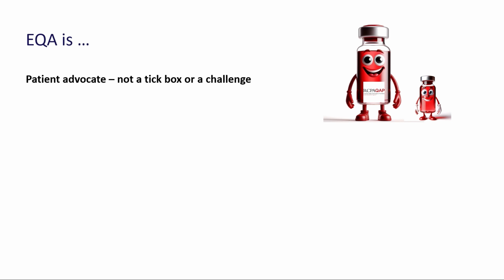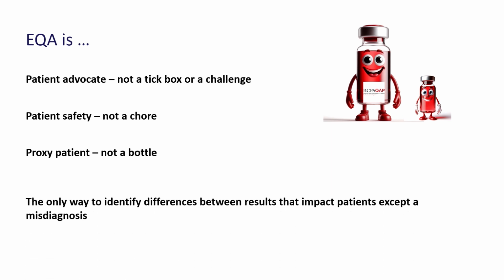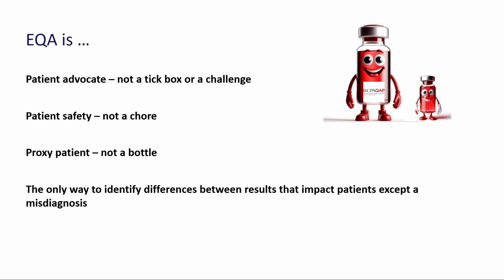as patients, we're a patient advocate. They're pretend patients. Just remember that. So if you get a different result, if your peer group gets a different result to another peer group, it's a patient that's going to be affected, a little bottle and their child. So patient safety is not a chore, it's what we're all about. And these bottles are not bottles, they're patient proxies. See them as patients. The only way to identify differences between results that impact patients is by using EQA, or if there's a terrible event involving a patient.